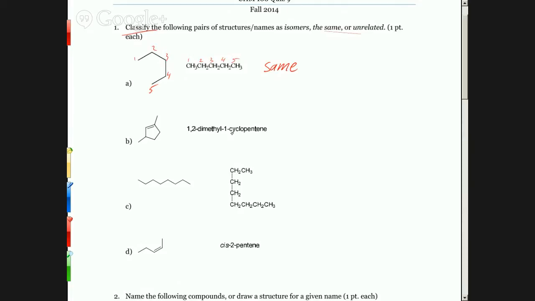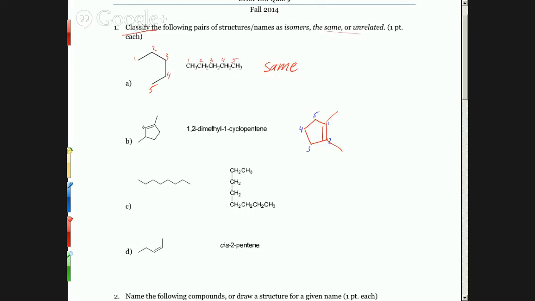So when we draw, we start from the main part, whether it's a chain or whatever. In this case, it's cyclopentene. So we're going to draw a cyclopentene. Okay, doesn't matter where you put the double bond, somewhere in there. And then we're going to number it. So it's 1-cyclopentene, which means that the double bond is between 1 and 2. So that means we have to number around this way, or the other way. But anyway, start at the double bond somehow. And then we add our substituents. So we've got 1,2-dimethyl. So is that the same as that?